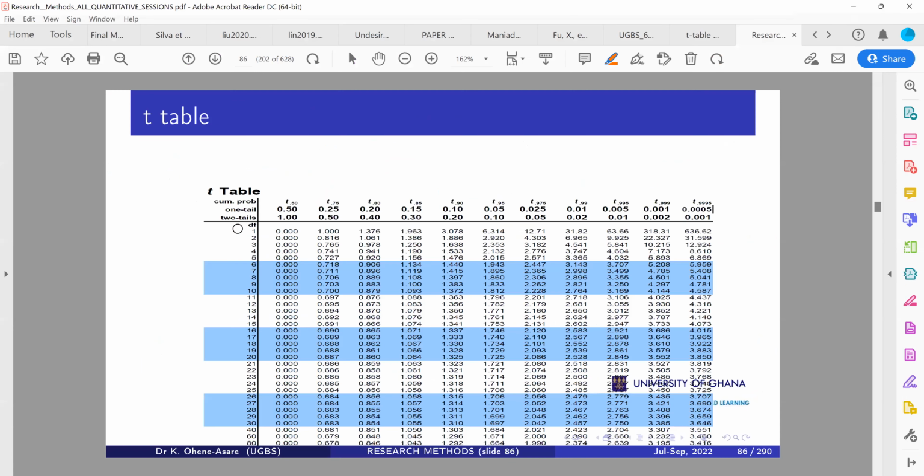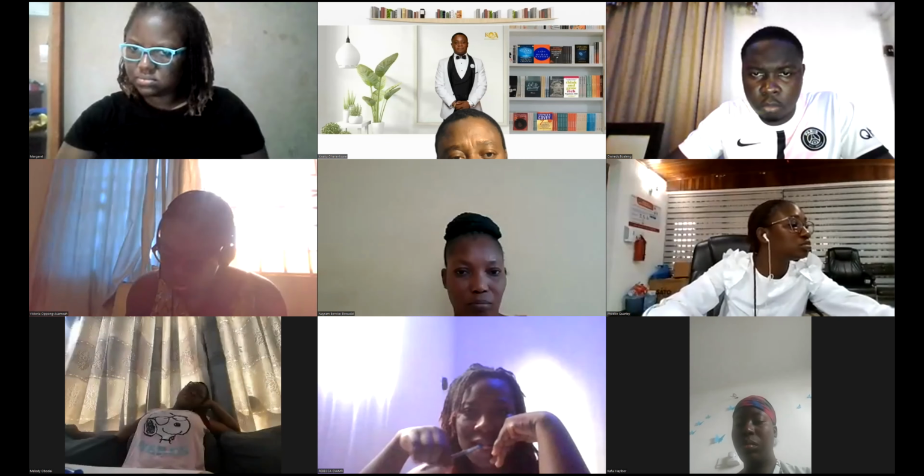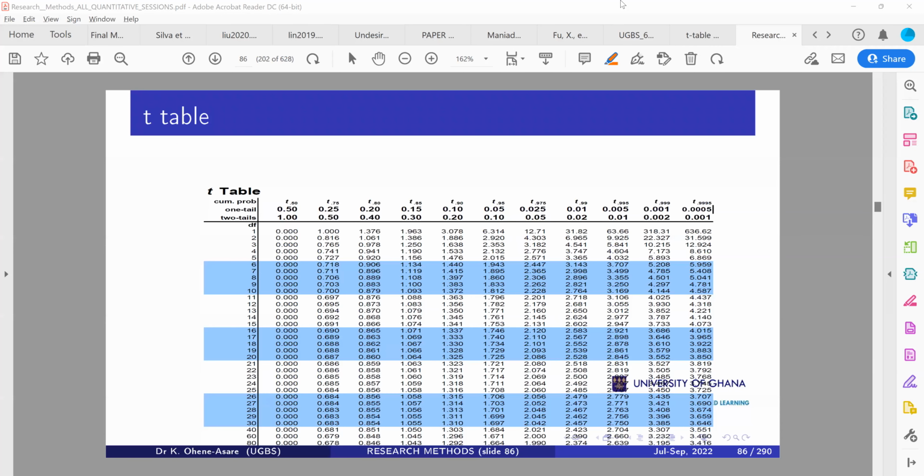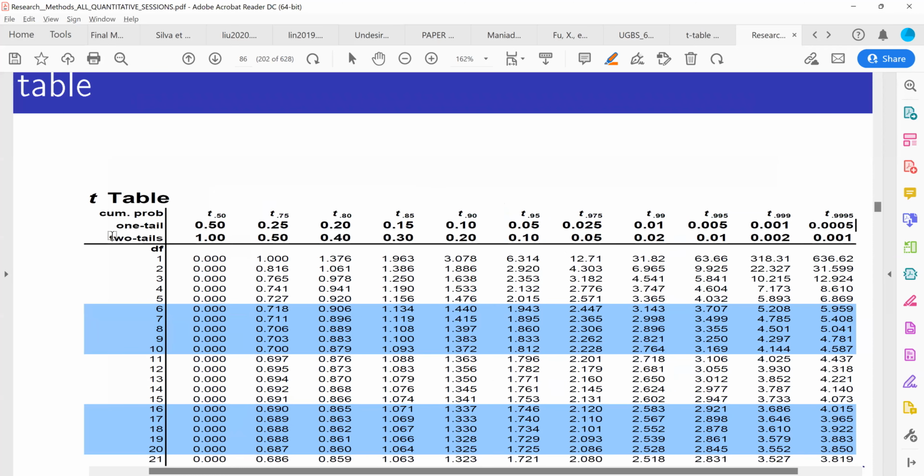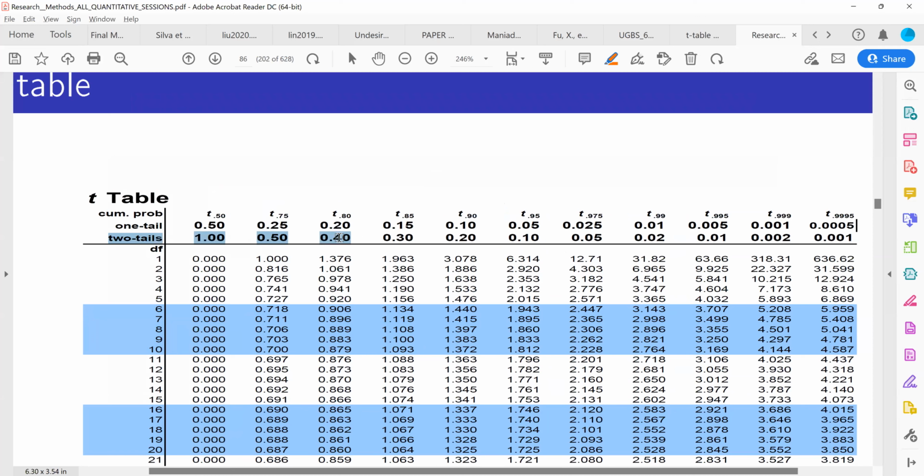This is a table. The top part of the table is the two-tail test. Because we are dealing with two-tail, because we are using equal to and not equal to, you are going to look for the 0.05 on the top here. And on the far left, you look for the degrees of freedom, which here is 4. You are going to see where the 4 will meet the 0.05 two-tail, not a one-tail. What is the matching number?